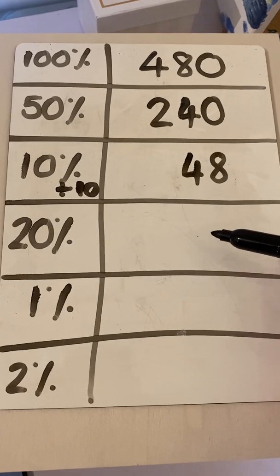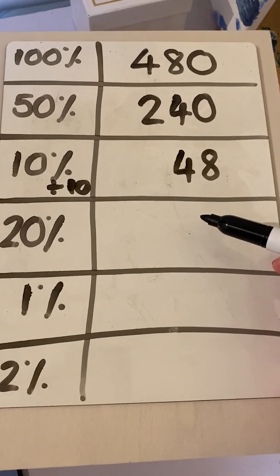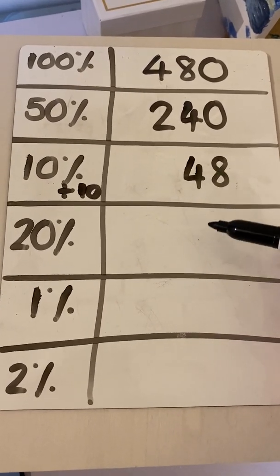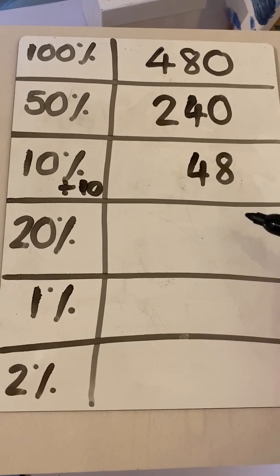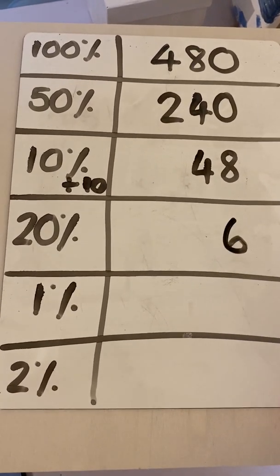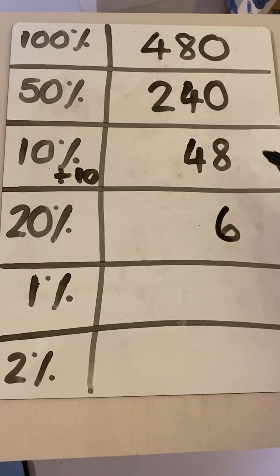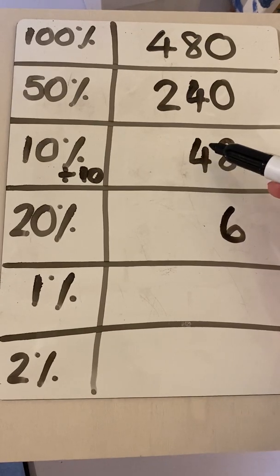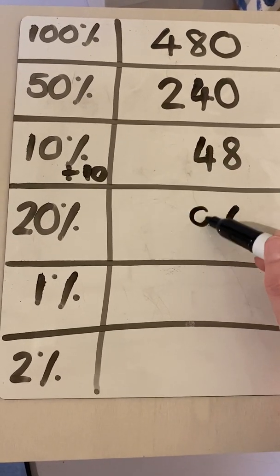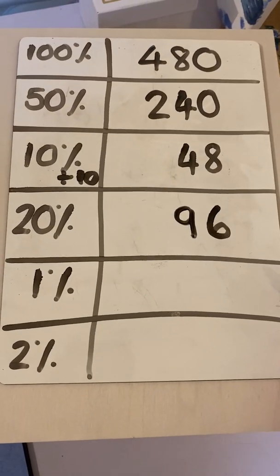So now it's easy, isn't it, for me to find my 20%. If I know what 10% is, now I can double. So I know that double 8 is 16. So I'm going to put my 6 here and remember my 10. I know that double 4 is 8. So double 40 will be 80. Add my 10 will be 96.